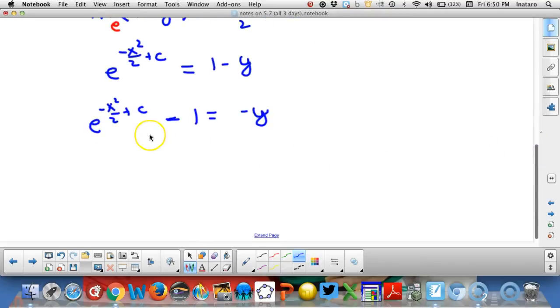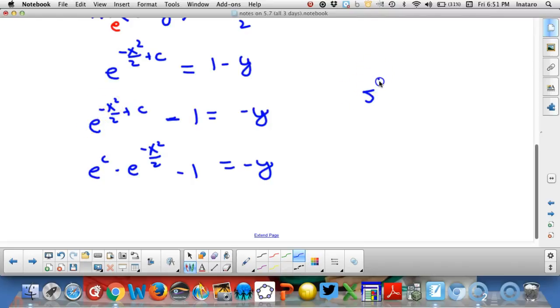And at this point, I know I need to multiply by negative 1, but this over here is a little bit messy. I'm going to rewrite this and call this e to the c times e to the negative x squared over 2. And this is very commonly done in working with differential equations. And you might be wondering, well, why is it possible to do that? So think back to working with algebra.